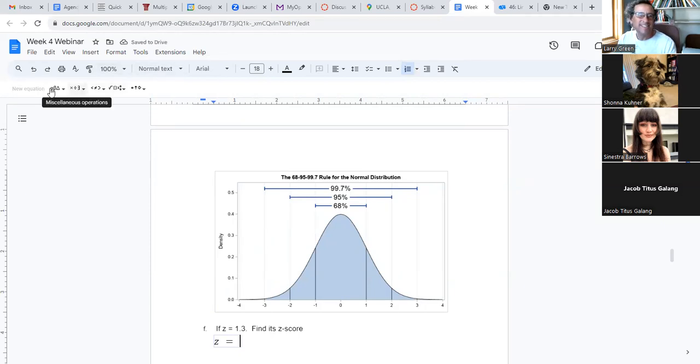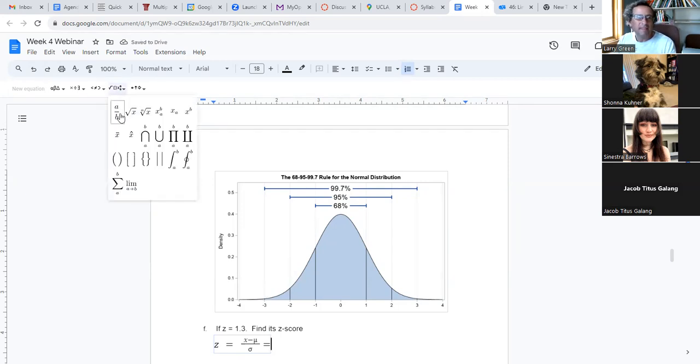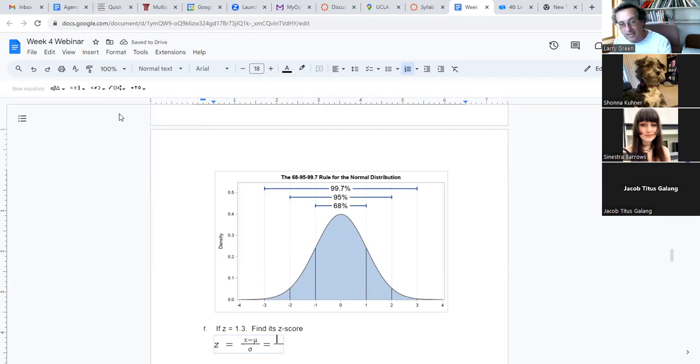I'll see you all jumping in. That was an important one. It was X minus mu over sigma. So now we just figure this out. That's going to be equal to X, which is 1.3. What's mu? For the standard normal distribution, what is mu? Yeah, 0. Divided by sigma. What was sigma?